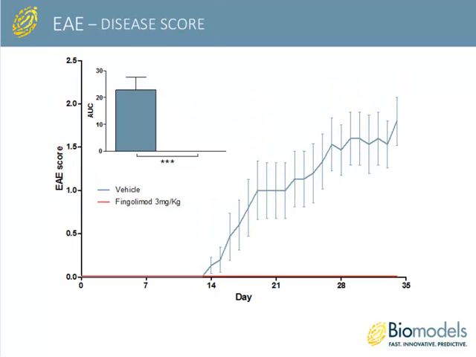We look at the EAE score, which is just a score from 0 to 4 that charts the extent of paralysis. As you can see, these mice that are untreated, they just gradually increase over time, but the mice treated with fingolimod, there's essentially zero disease, which is fairly striking.